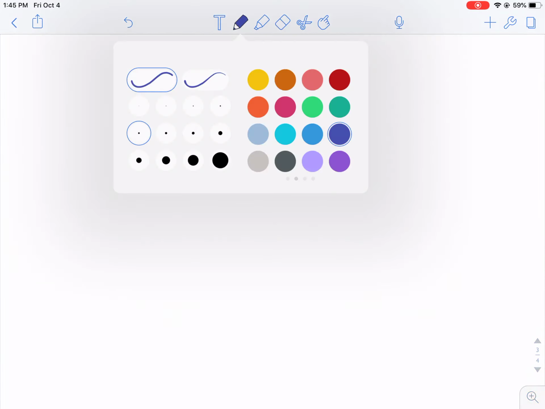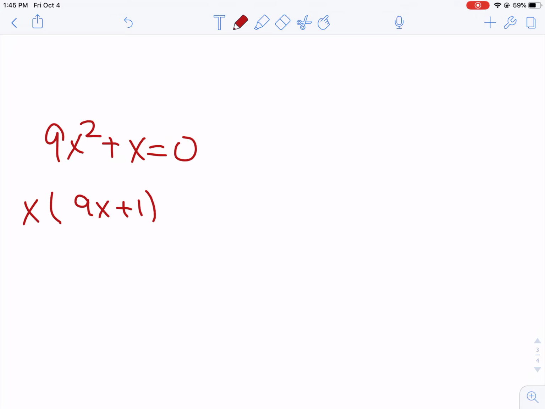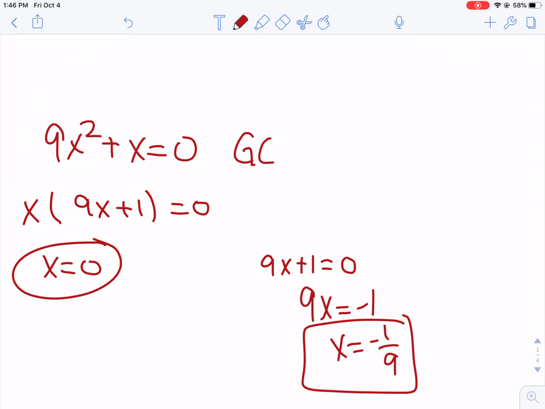Okay, I'm going to try another one. So we have 9x squared plus x equals 0. So this is a GCF. They both have an x in common, so I pull that x out, and I'm left with 9x plus 1 equals 0. So I set my two factors equal to 0 and I solve. Well, this one's done. There's nothing to solve. Subtract 1 from both sides over here, so you get 9x equals negative 1. Divide by 9, so x equals negative 1 over 9. This was a GCF problem.